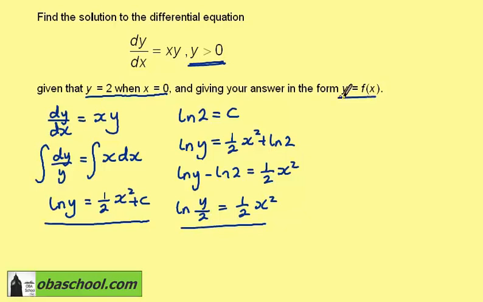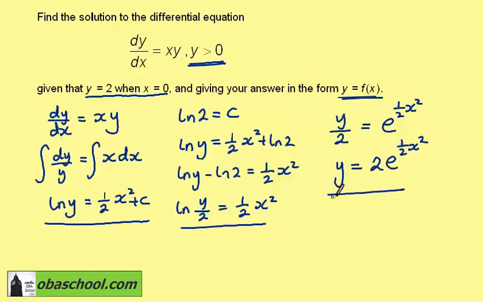We want to write the answer in the form y equals f of x, so we need to remove the log here. In order to do this, take the exponential function of both sides. Exponential and log are inverse functions, so the left-hand side just becomes y over 2. For the right-hand side, we get e to the power of a half x squared. Now all we need to do is multiply both sides by 2, so we get y equals 2e to the half x squared.